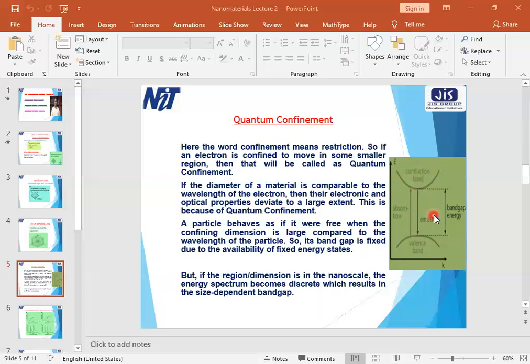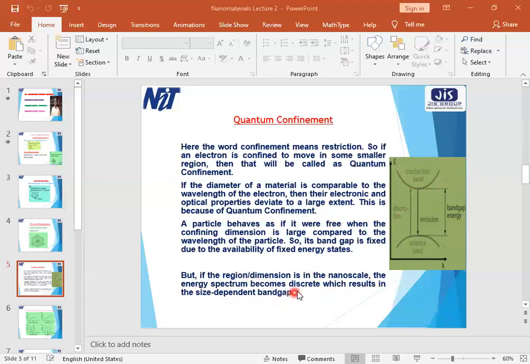So what we conclude is that if the diameter of the material is not equal to the wavelength of the electron, then it will have the same band gap as the bulk body, because of the fixed energy states. These are fixed. What is the valence band? It is a cluster of the valence levels of all the atoms constituting the lattice of the material. Like that, what is the conduction band? It is a range of energies possessed by all the conduction electrons of all the atoms of that very lattice or of that very material.